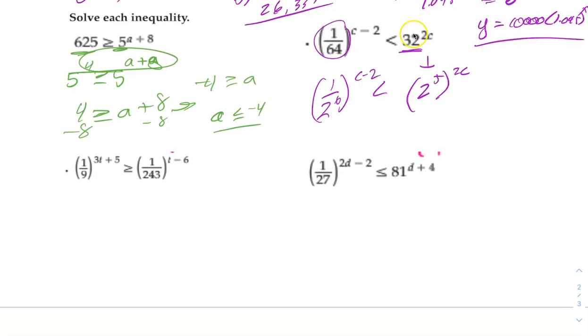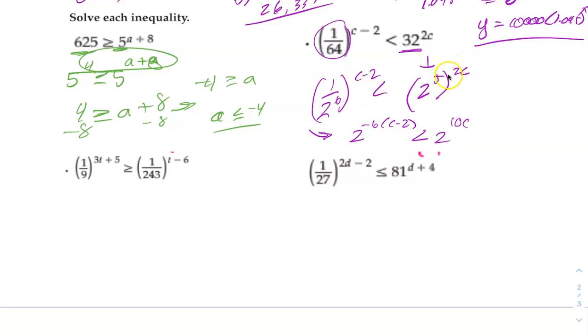We still have a problem. This is a 2, this is a 1 over 2, those are not the same. You got to flip one of them. Let's flip this one. How do you flip it? You make it a negative power. That's how you flip it. So it's 2 to the negative 6, c minus 2 is less than 2 to the 10c.